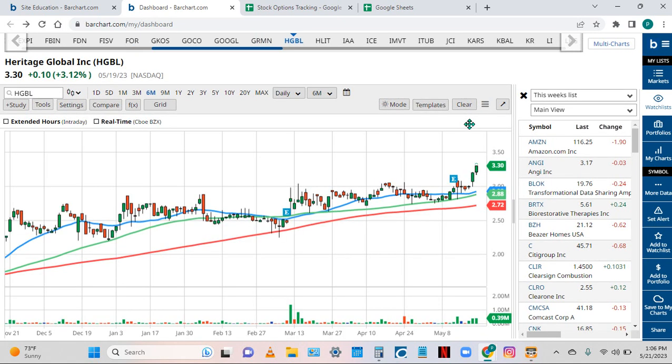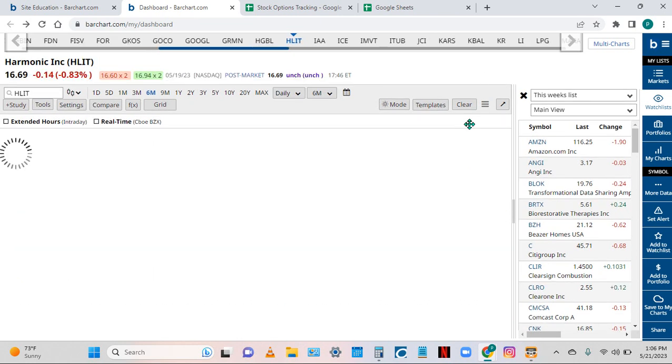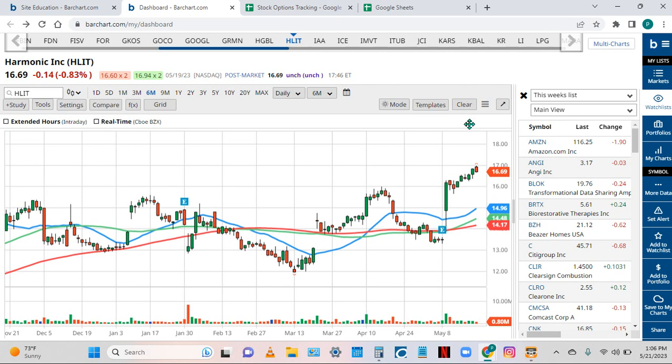Heritage Global Company looks like it had a long time to consolidate and now it's breaking out. I like that. So that could be a continuation trade. All the moving averages are pointing up, so that's another positive. Harmonic Company, symbol HLIT. Breakout on earnings. Looks like that's continuing higher.